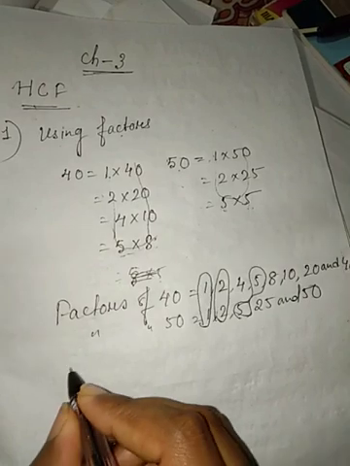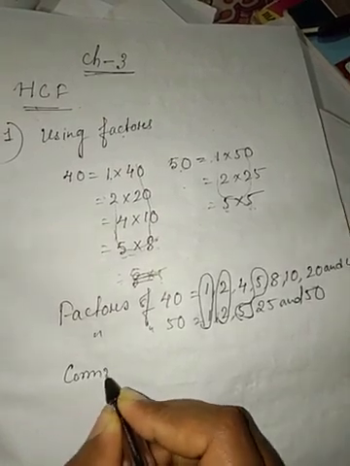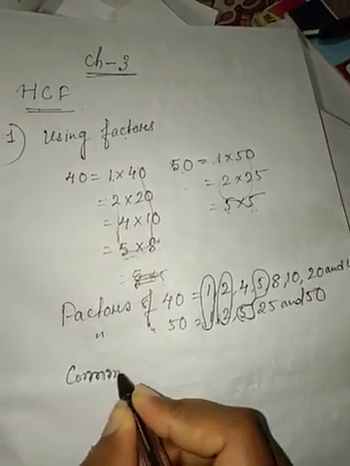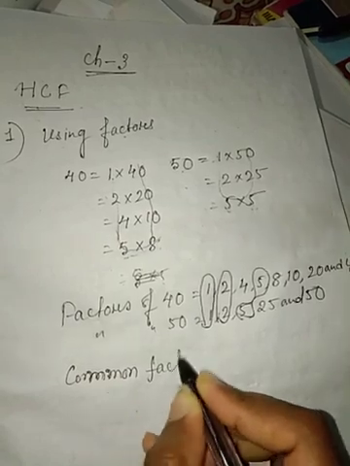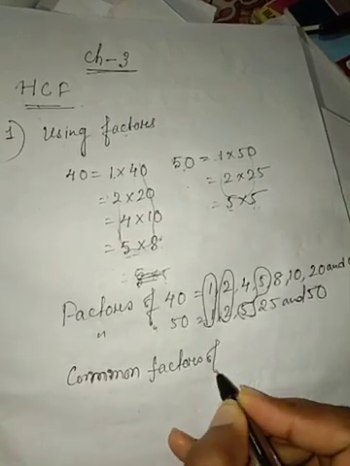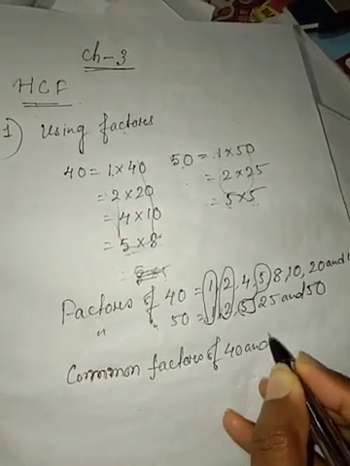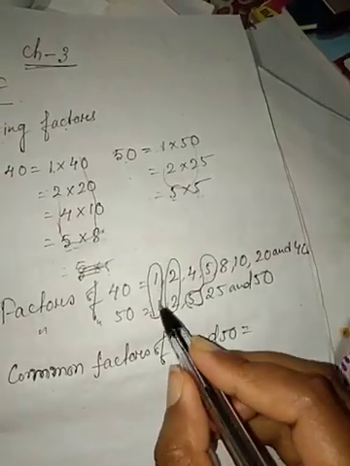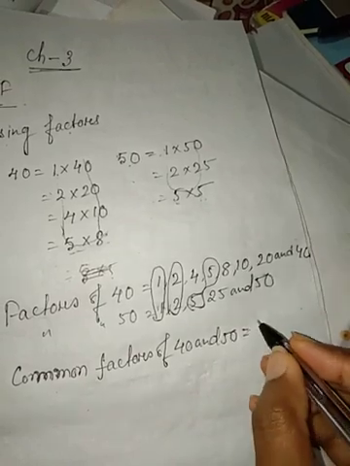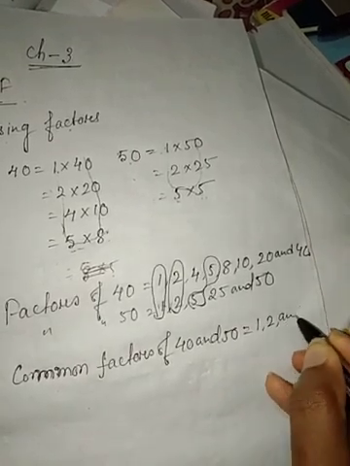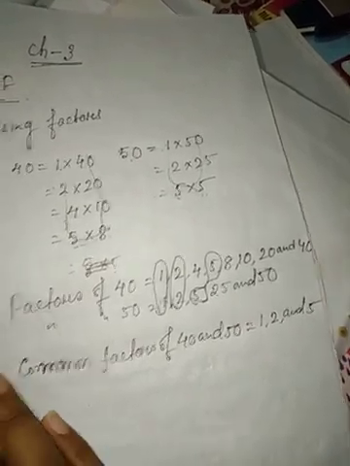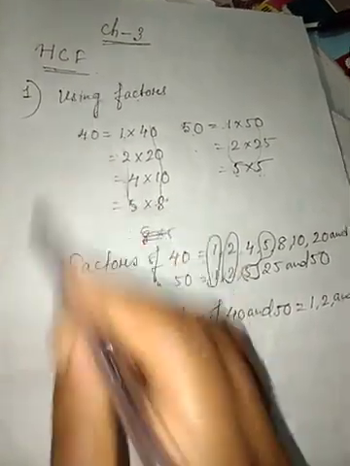So I write the common factors of 40 and 50. The common factors are 1, 2 and 5. Now see how we find the HCF.